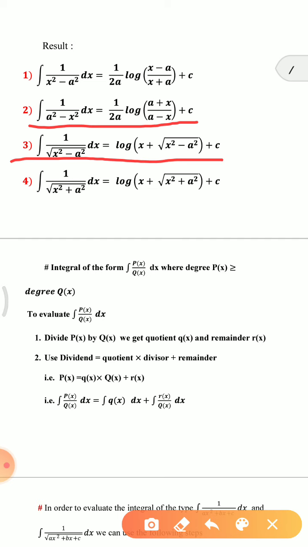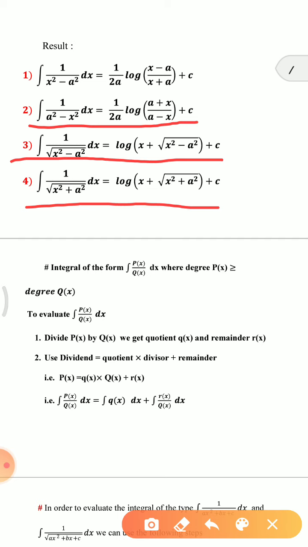integration of 1 upon under root of x square minus a square dx is equal to log of (x plus under root of x square minus a square) plus c. And the last one, fourth one: integral 1 upon under root of x square plus a square dx is equal to log of (x plus under root of x square plus a square) plus c. We have to add this fourth result because we have to use it for solving the integration in exercise number 4.